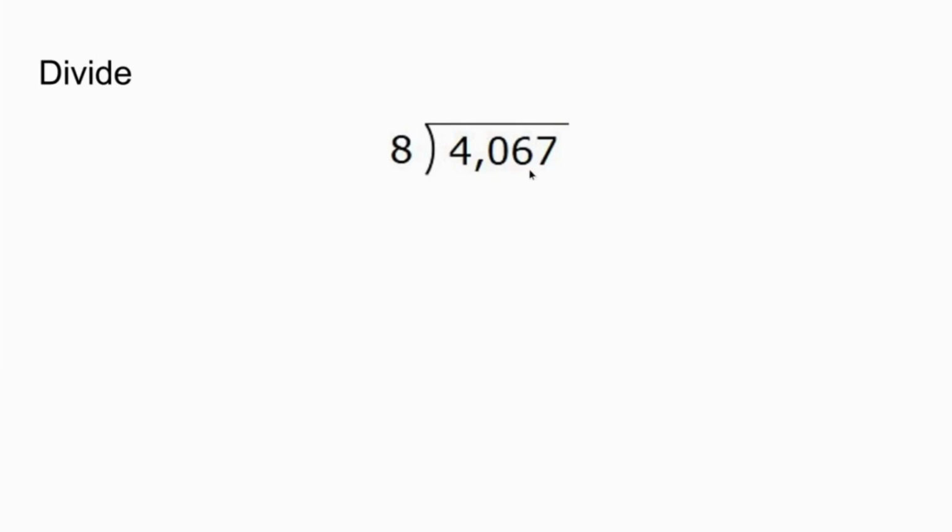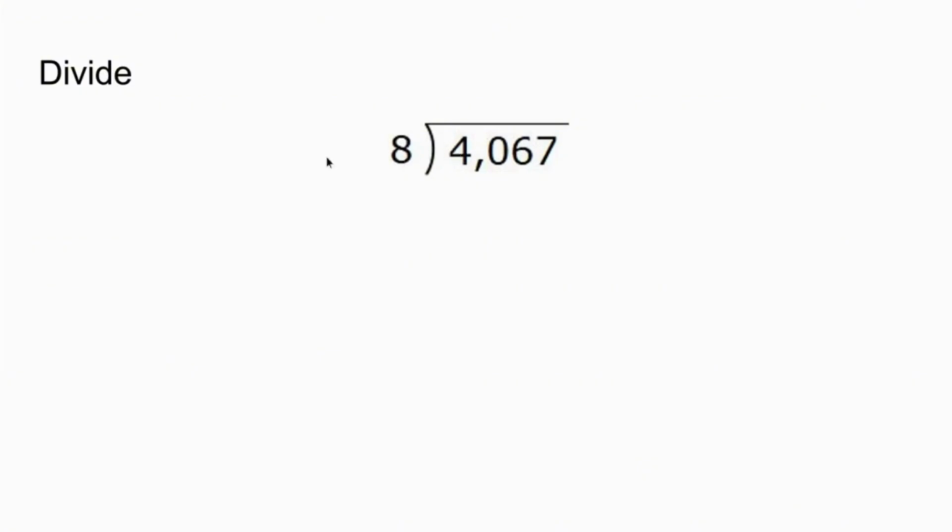Divide 4,067. Did I say that right? Divided by 8. Now, in order to find out how many times 8 goes into 4,067, you're going to see how many times 8 goes into each one digit by digit.